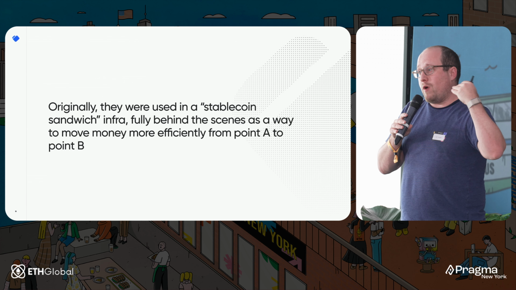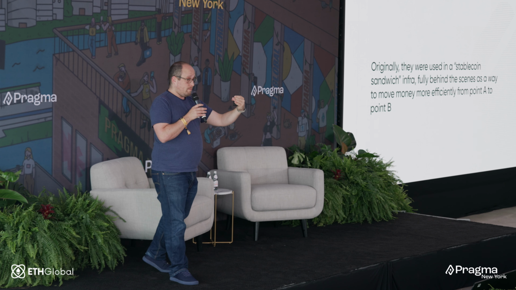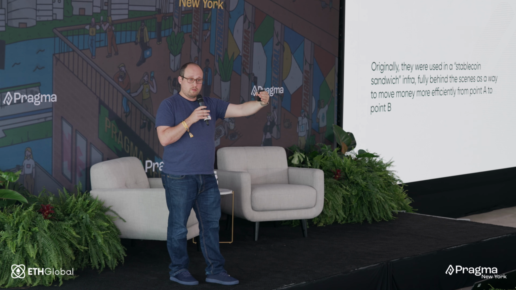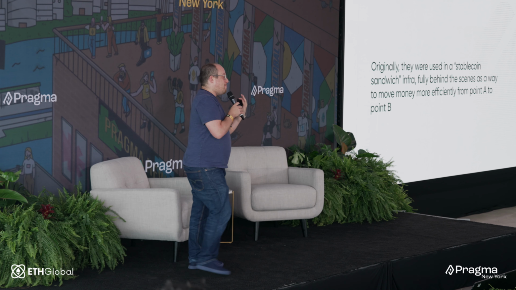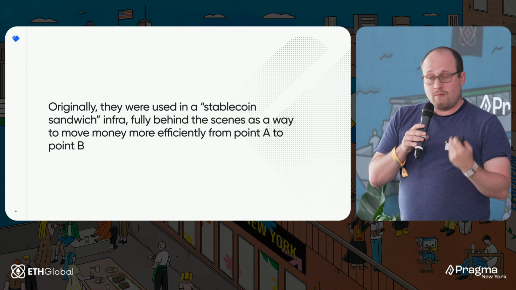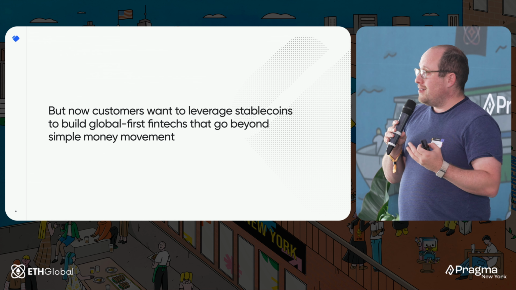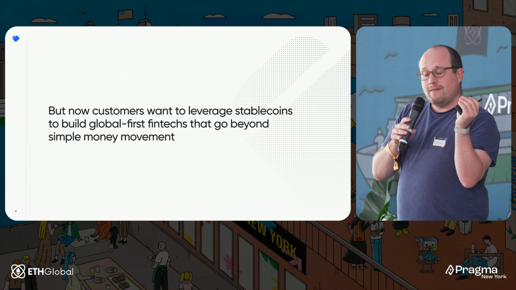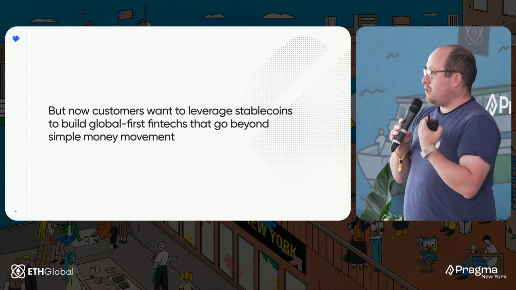You start with money in fiat, you convert it to stablecoins, you move it to the other side of the world, you convert it back to fiat, and at that point, you're done, right? So the stablecoin sandwich use case, right? But what we're seeing now is that's evolving very, very quickly. It's evolving beyond the crypto in the background, just money movement, to very deep and sophisticated use cases.